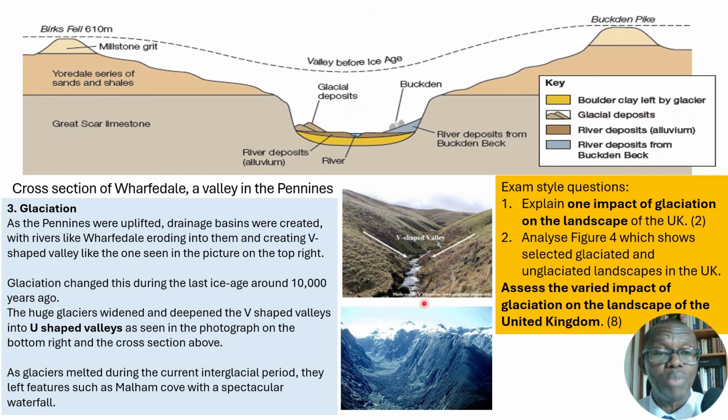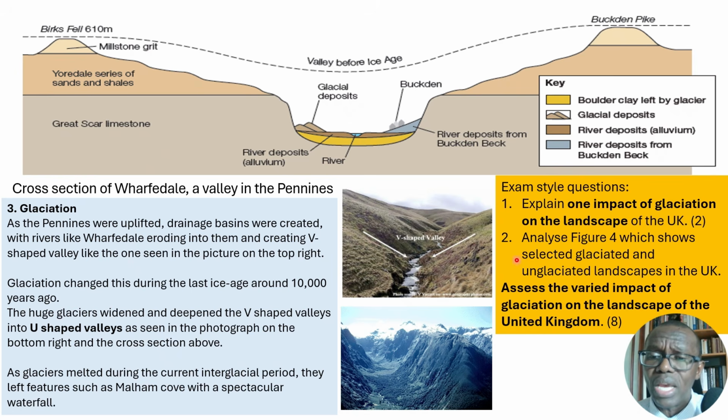And of course, if we were asked about this in an examination, we'd talk about that glacial period changing the V-shaped river valleys in the UK into U-shaped valleys. Examples of questions we could be asked in the examination: explain one impact of glaciation on the landscape of the UK. This is where you say that V-shaped valleys were changed into U-shaped valleys by the ice sheets that flowed through the landscape and eroded those V-shaped valleys.